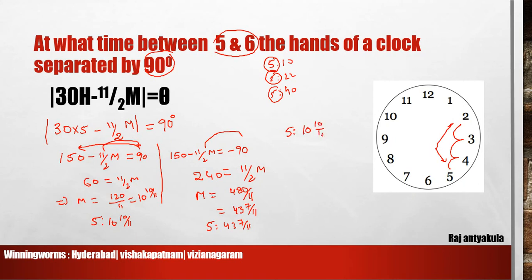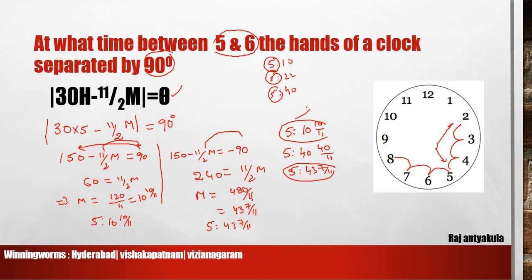This is one answer. Now if you go to the other side, 5 to 6 is 30, 6 to 7 is 30, 7 to 8 is 30. So total 90. So at 5:40, how to get it? 5:40, write down 40 by 11. 40 by 11 can be written as 3 7 by 11. So 40 plus 3 on simplification will get 5:43 7 by 11. Either you can do it with the formula method or with this method.